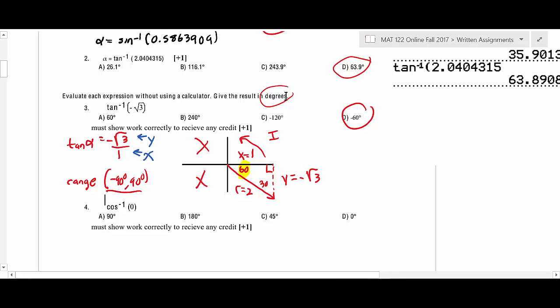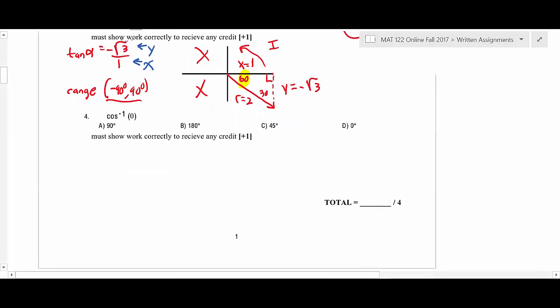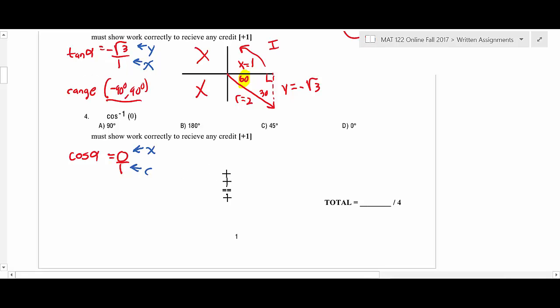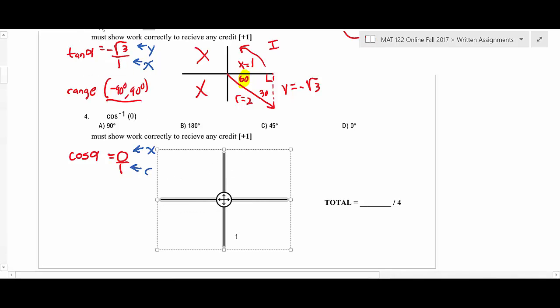Okay, the next one we're going to look at basically the same way. What this problem means is find the cosine of an angle that has a value of 0. Now I'm going to put that over 1, and the definition of a cosine is x over r. So that's going to go like that. Again, I'm going to draw a picture on this and try to reason out where this happens.